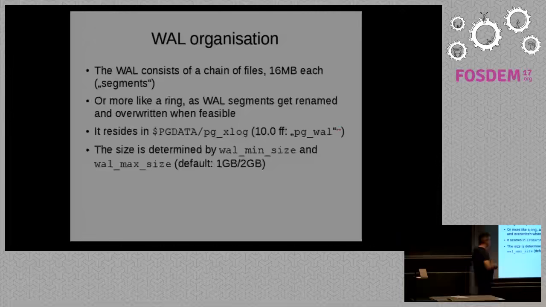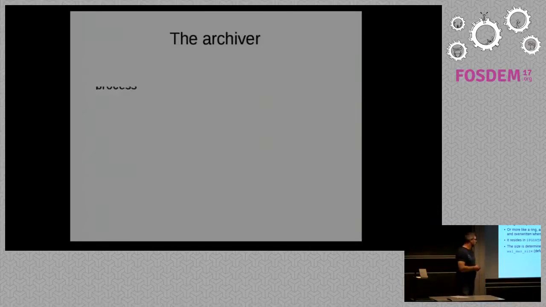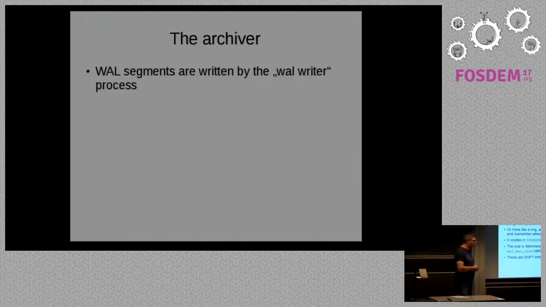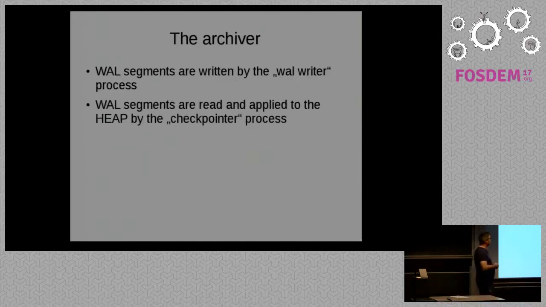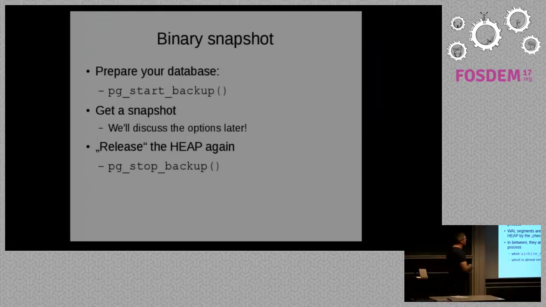Anyway, size is determined by min_wal_size and max_wal_size. Oh my god, it's FOSDEM. By default, it's 1 gigabyte or 2 gigabyte, but those are soft limits. We'll come to that. The WAL writer writes WAL segments, and they are then read by the checkpointer process. And in between, if you have it, the archiver will run and will do something to them. And we'll come to that as well.